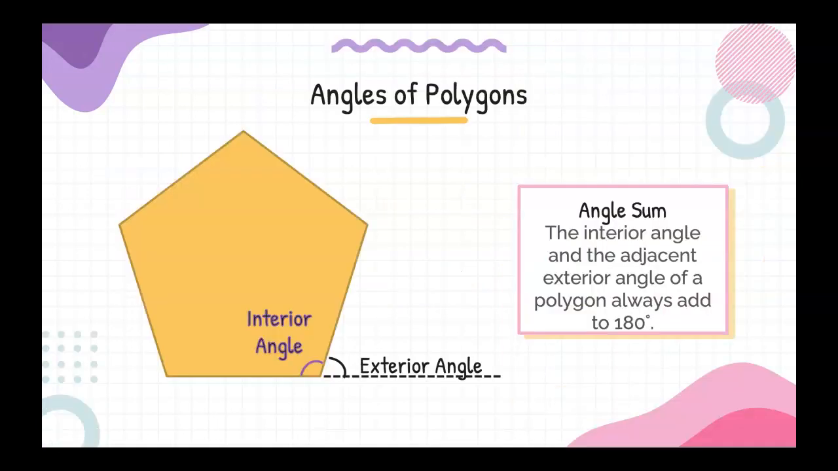An exterior angle is an angle that can be formed on the outside of the shape, and you would just extend one of the sides to create a straight line. And it's important to note that the interior angle and the adjacent exterior angle of a polygon always add up to 180 degrees.